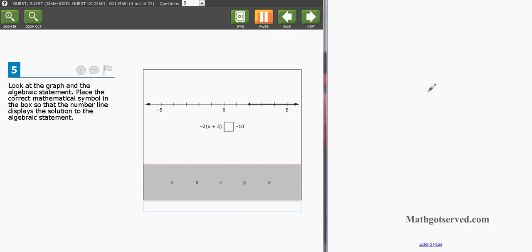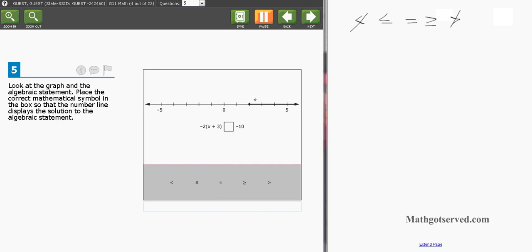All right, this is a kind of problem where you can actually figure it out without even doing any work at all. So it says, look at the graph and the algebraic statement. Place the correct mathematical symbol in the box so that the number line displays the solution to the algebraic statement. Okay, so first of all, this is a closed circle. So that indicates inclusion. All right, so we have the 4 inequalities: less than or equal, equal, greater than or equal, and greater than. Since it's a closed circle, this and this are automatically eliminated. If it were an open circle, then these 3 would be eliminated, okay? So this is a closed circle that's eliminated.